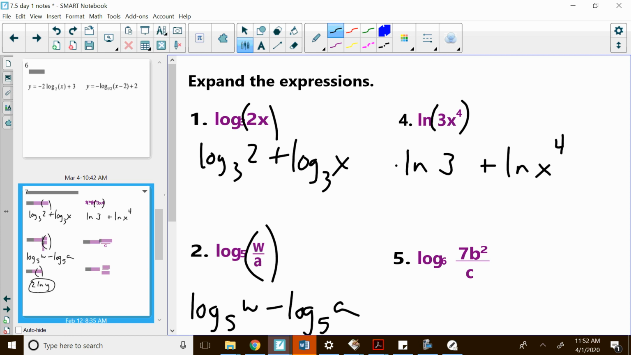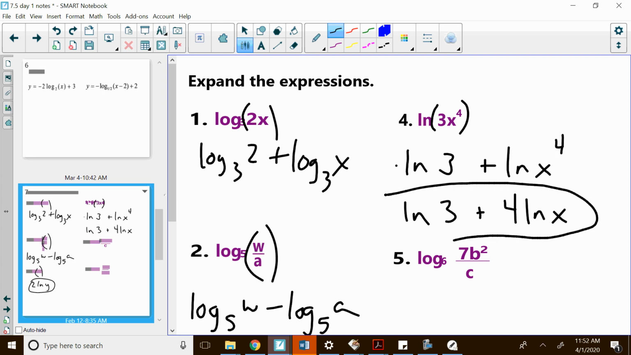Okay, this one over here on the left is done. This one on the right, now I can use the power property to take that 4 and bring it down out in front of the natural log. So I'm going to rewrite natural log of 3 plus, but now I'm going to say that's equal to 4 times the natural log of x. This is expanded fully. Okay.